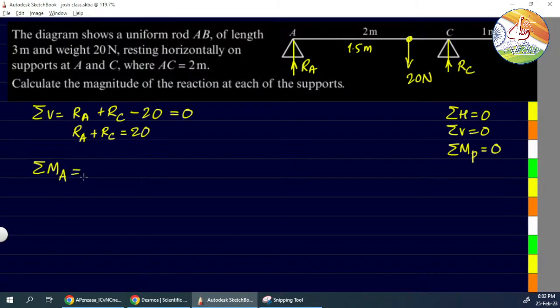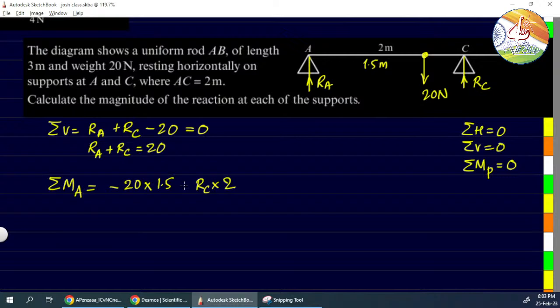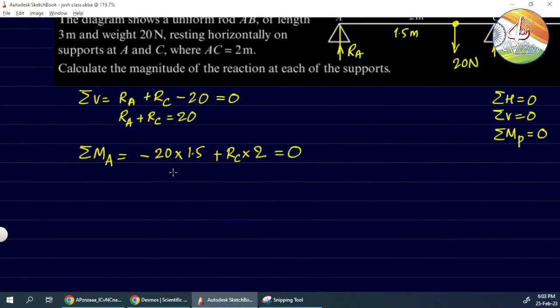Let's go with A, for example. Then the moment due to RA will be 0 because it is passing through the point A. Next, for 20, the perpendicular distance is 1.5 and it is in the clockwise direction, so minus. Then for RC, the distance is 2 meter and this is going in the anti-clockwise direction, so that has to be plus. There are no other forces. The moment due to RA is of course 0, so this total should be equal to 0 because the object is in equilibrium.